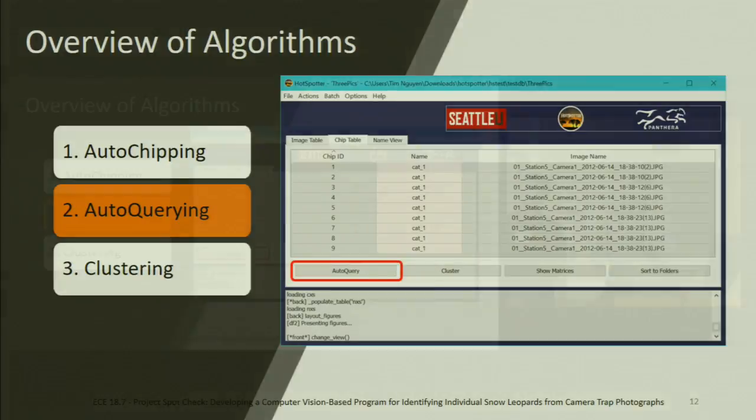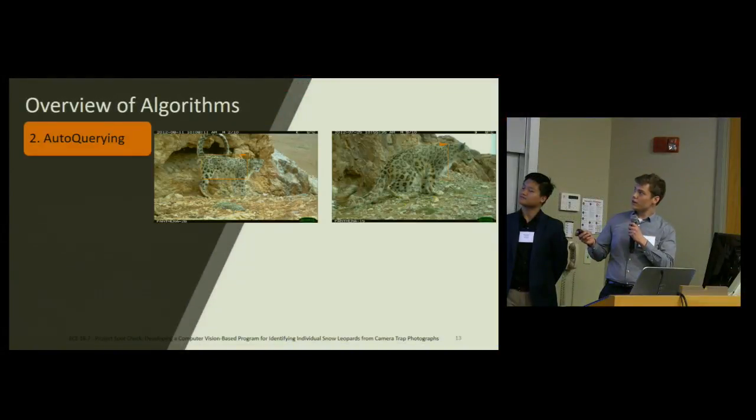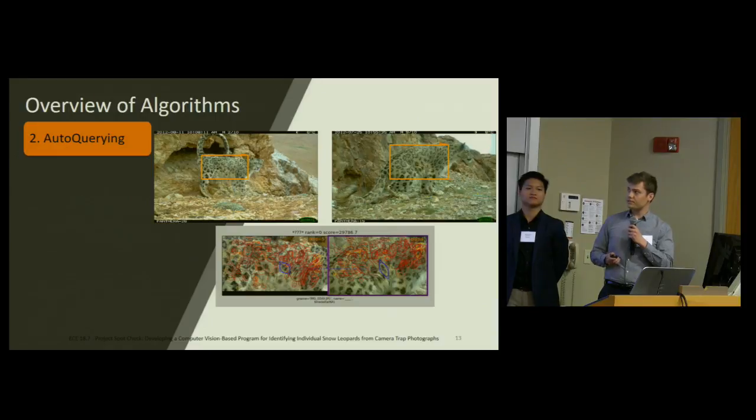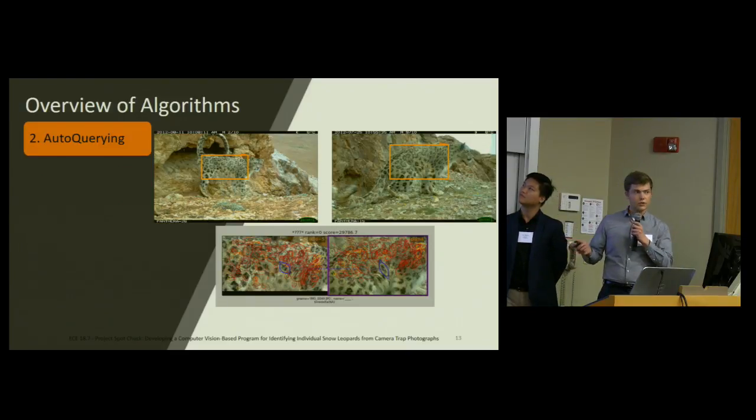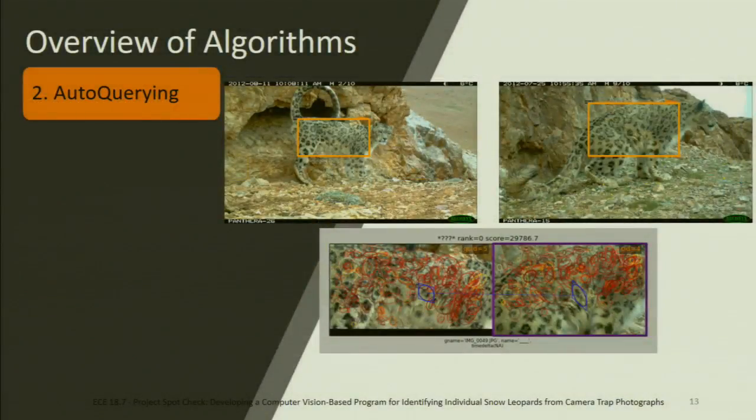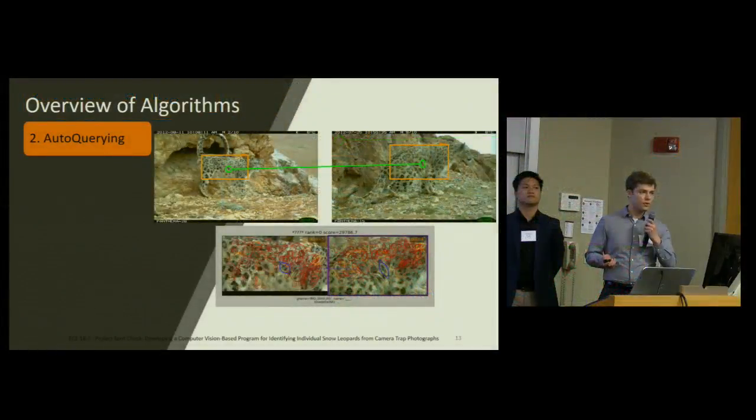What auto querying does is it takes those chips we mentioned earlier. Here are 2 in those 2 images. And it processes them and comes up with similarity scores between them. You can see right here, all those little red circles are areas in the image that Hotspotter has identified as being of particular interest. And you can see right here, those 2 spots were highly matched by auto querying. And in fact, these 2 pictures are of the same snow leopard.